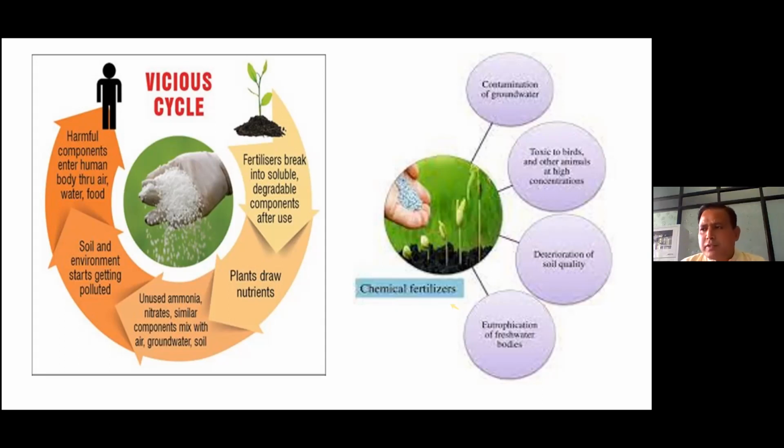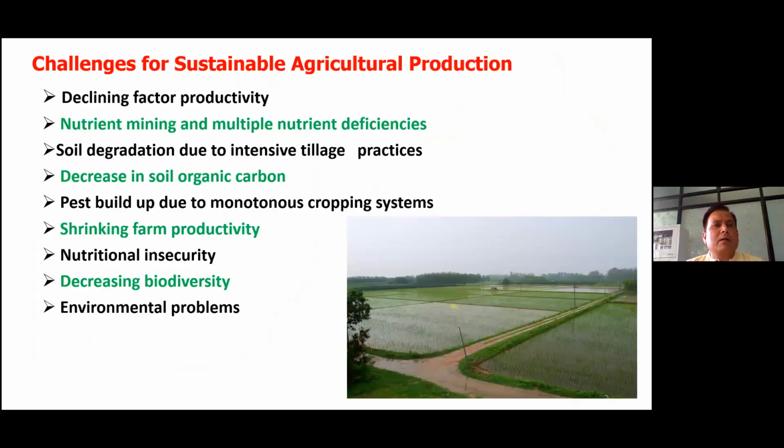Because of this chemo-centric agriculture, there are so many problems, but I would like to highlight only the soil health related problems. Earlier, we were applying only N, P and K. Now we are facing multiple nutrient deficiencies. We are facing deficiency of micronutrients also. Then organic carbon is decreasing day by day. So these are the basic soil related problems.